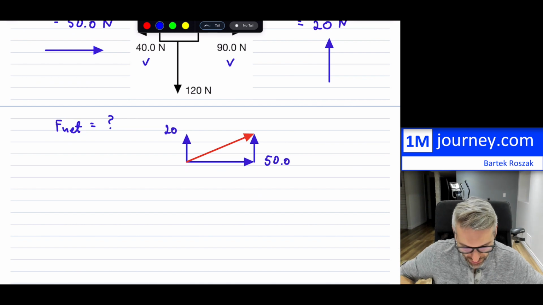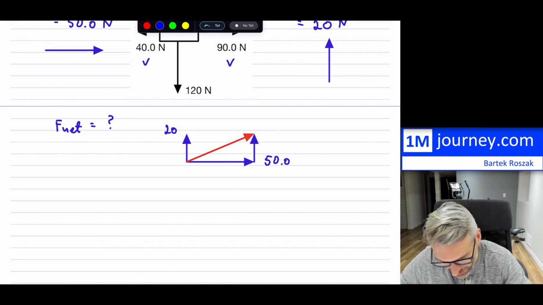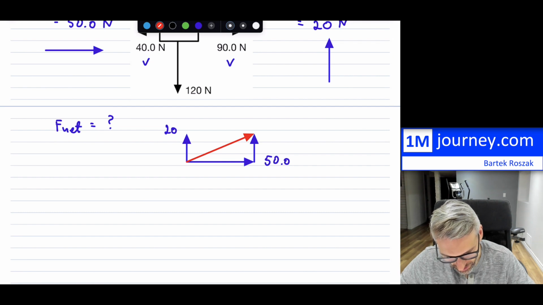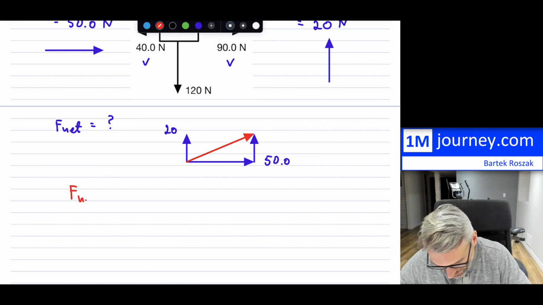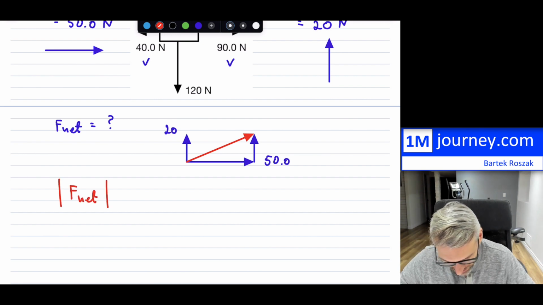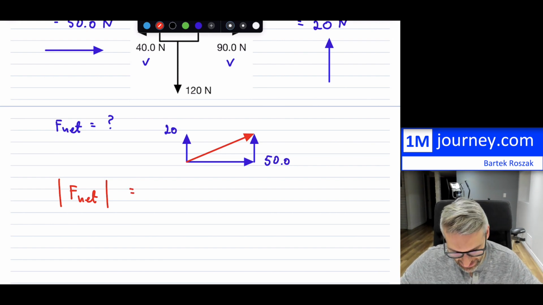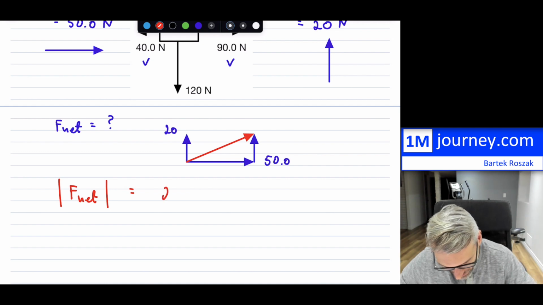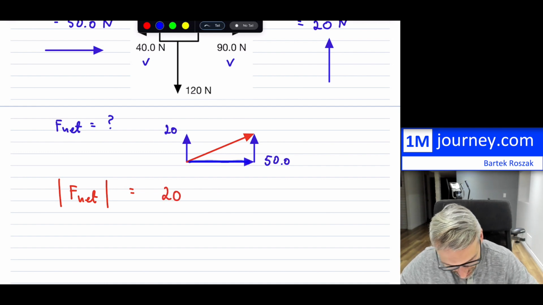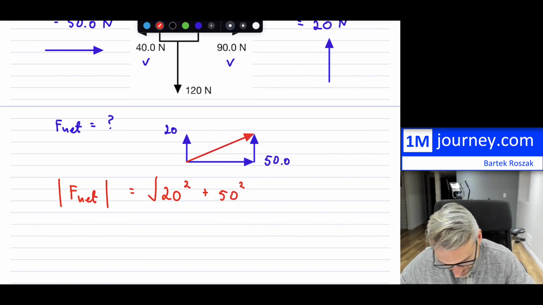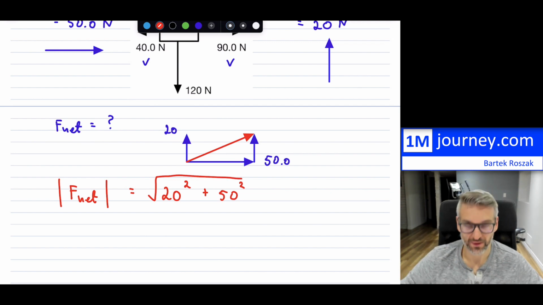All right, so for this particular example, what do we need? Well, first of all, the magnitude is going to be the combination, so we can use the Pythagorean theorem. The magnitude of Fnet, we can write like this, at least for the moment. Those are absolute values. That just means how big is this vector. Because we have a triangle in here, this is the hypotenuse of the triangle. So this is 50 and this is 20. So this is the square root of 20 squared plus 50 squared.